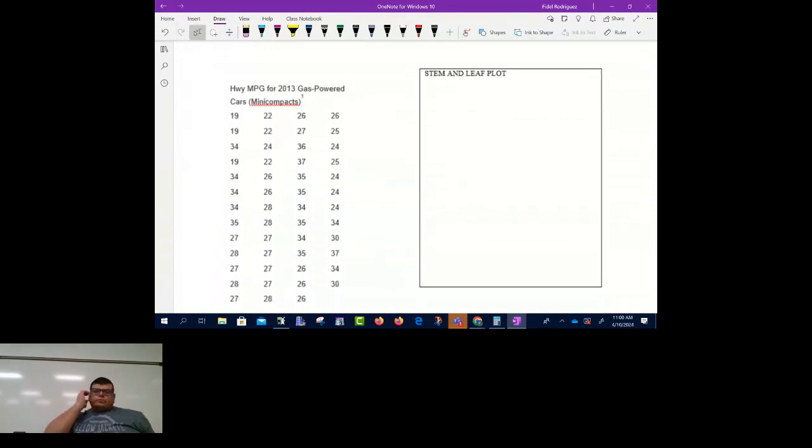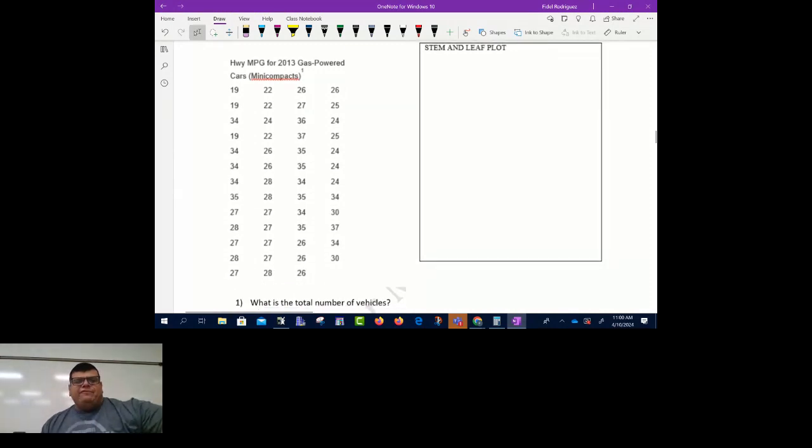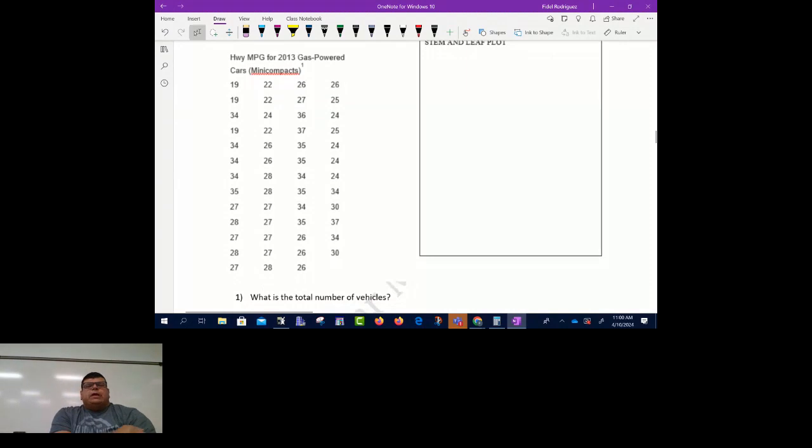Okay. Y'all, the next thing I have here, again, still doing with statistics, is something called a stem and a leaf plot. Okay. Y'all, sometimes we have to make a stem and a leaf plot, and what it does is it helps me organize my information, okay? So, y'all, what I have here is the highway miles per gallon for cars in 2013, mini compact cars. So, y'all, let me explain what I do here.